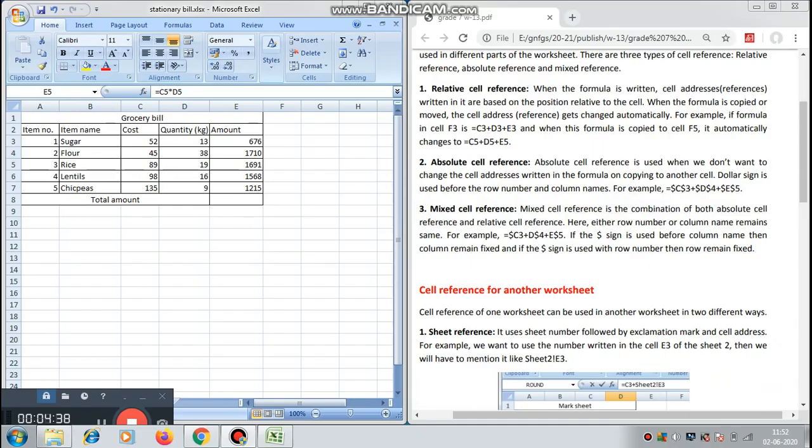Next we have absolute cell reference. Absolute cell reference is used when we don't want to change the cell addresses written in the formula on copying to another cell.